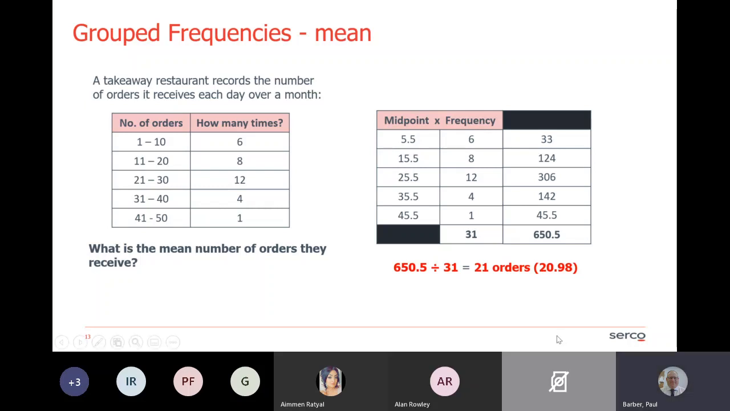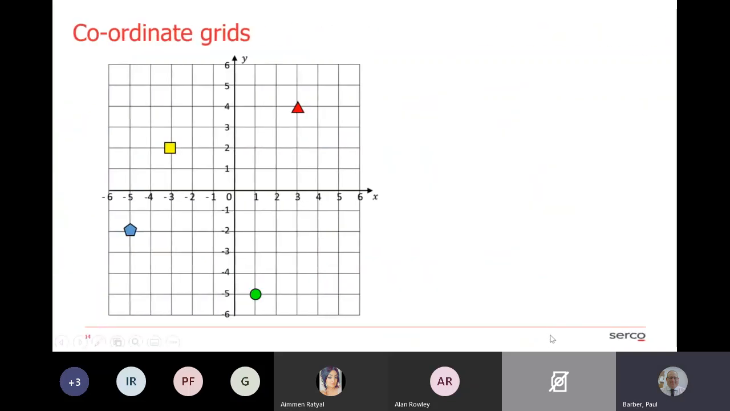So that's looked at the average and the range. The other thing we need to look at is different types of tables and charts that you may come across in terms of handling data in terms of functional skills.